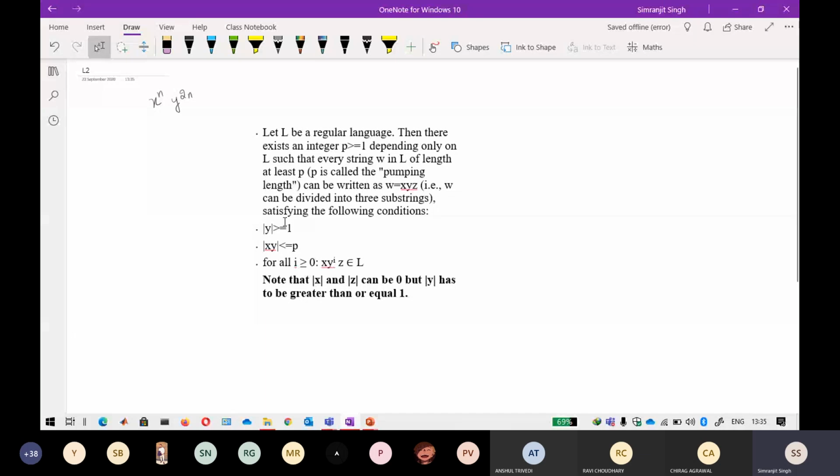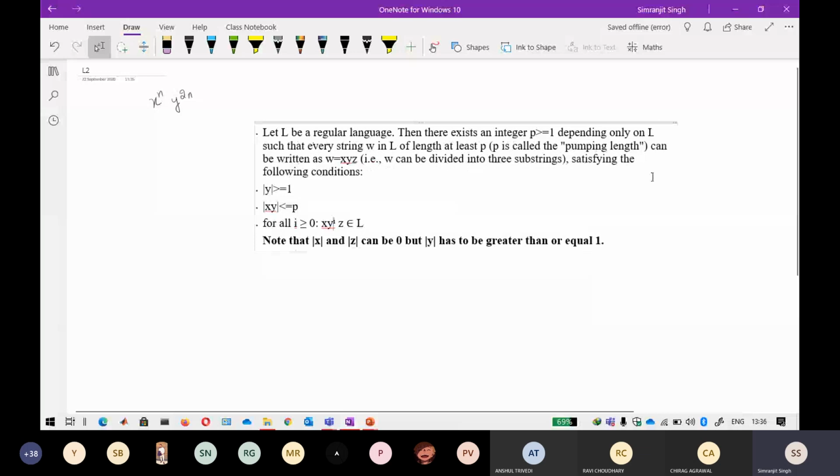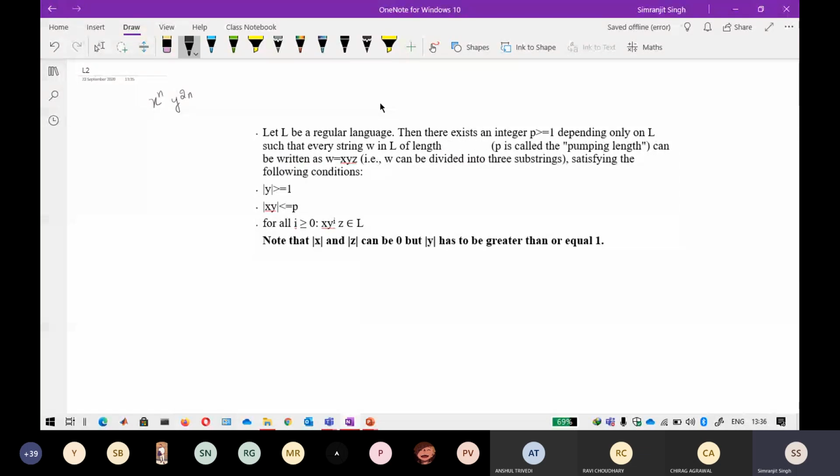Now if you see, again it is based on the same condition that we have studied. If I simplify this one, there exists an integer p greater than or equal to 1 depending upon the length of L, such that every string W is of length greater than or equal to p. That is the same meaning of at least, the length is at least p.